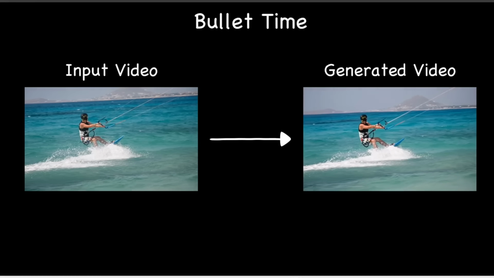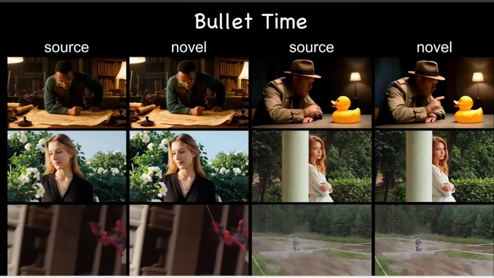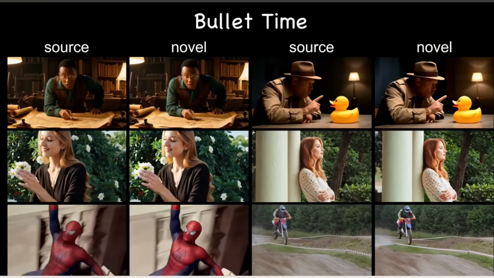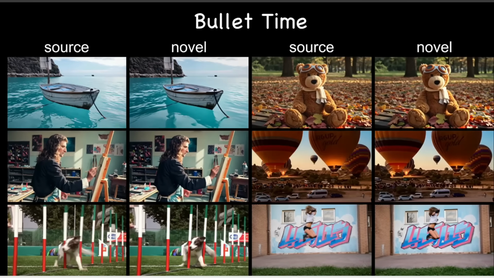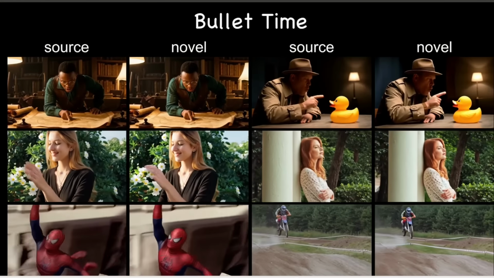And then here's another example where you can generate bullet time videos like this, where you can freeze a video at any particular frame, and because it has generated this in 3D, you can then move the scene around in 3D and generate this bullet time effect. And the result is actually very coherent. And that's not all it can do.